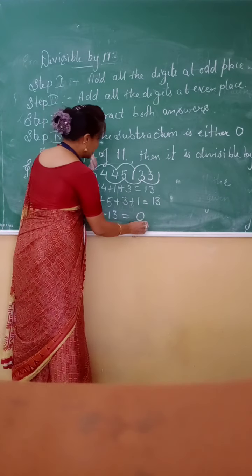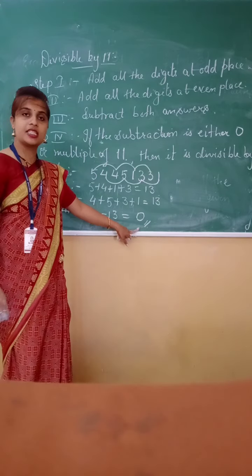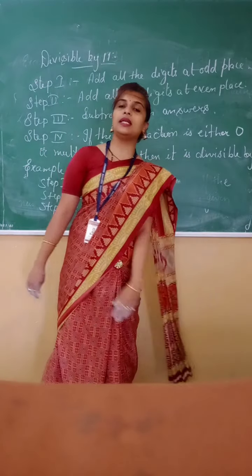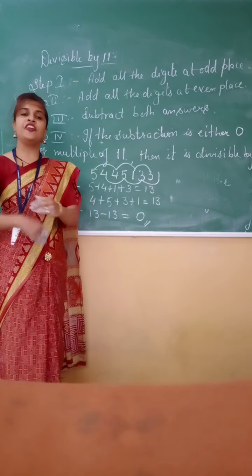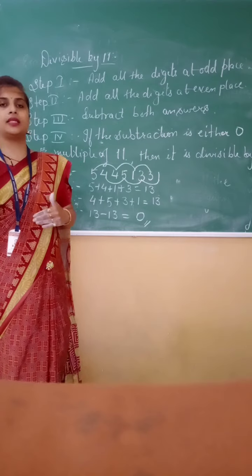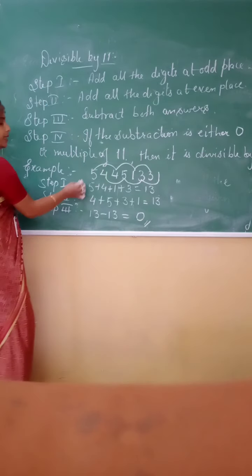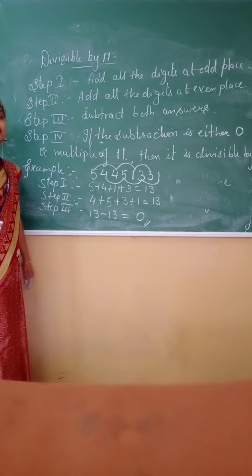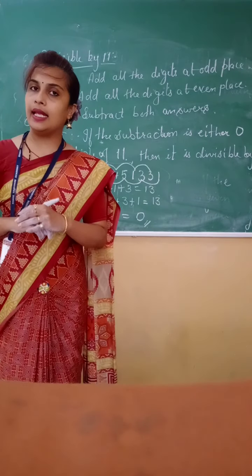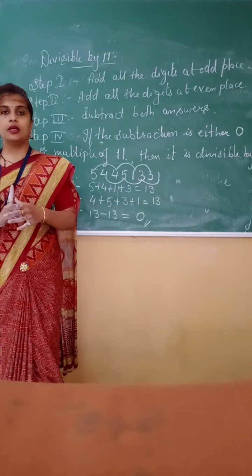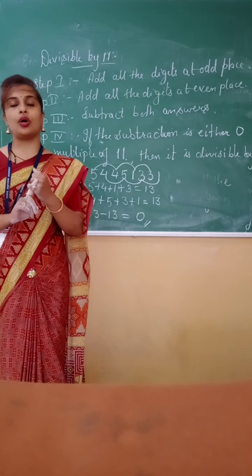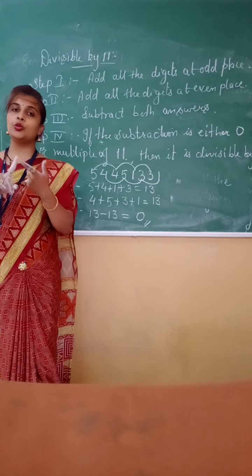If the remainder which we get is either 0 or any of the multiple of 11, like 11, 22, 33 or any other number like that, then we can say that this whole number is divisible by 11. Understood? So we have understood all the divisibility rules from 2 to 11.